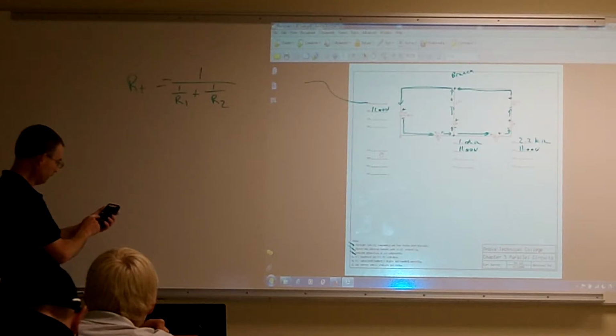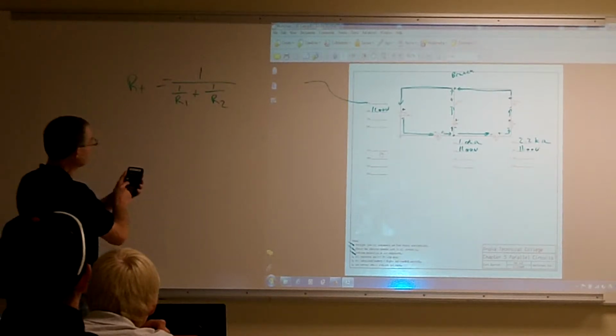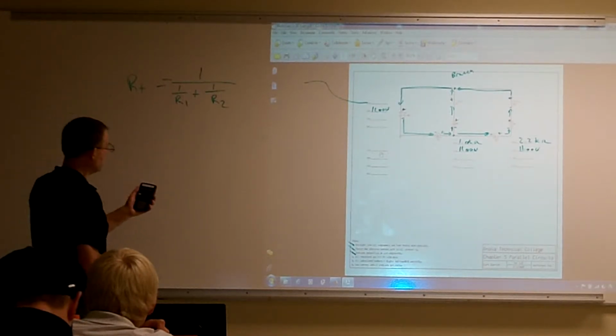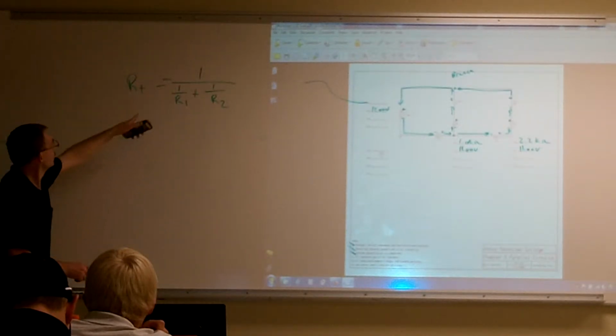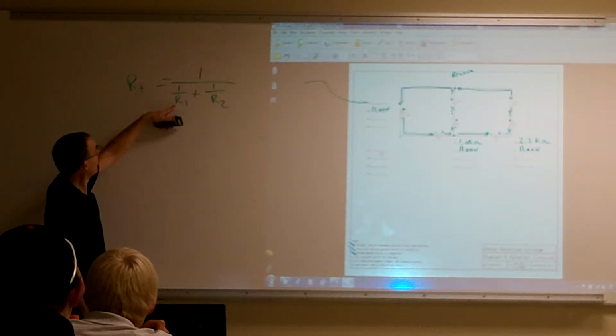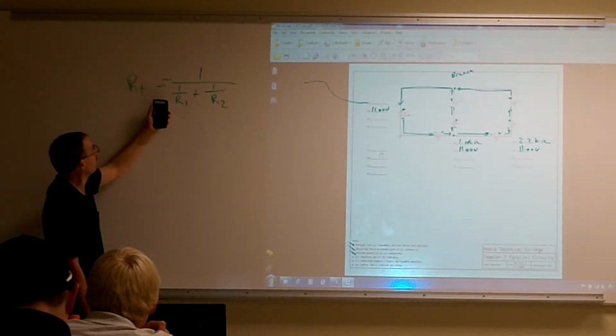So we're going to put in 1 to the third, and then I'm going to hit my 1 over x key, or my inverse key. Then you should get 0.001. So I just did R1, I did that as 1 kilo ohm. I hit my inverse key and I got 0.01.